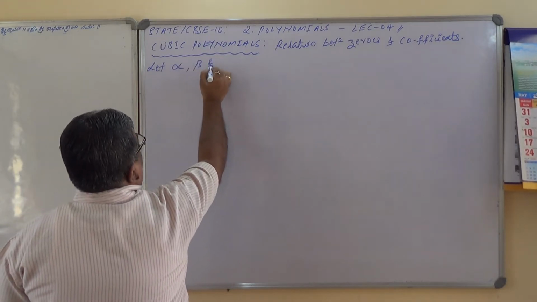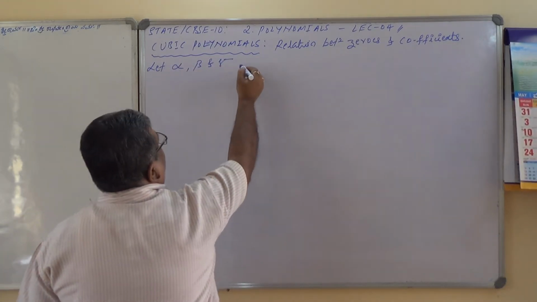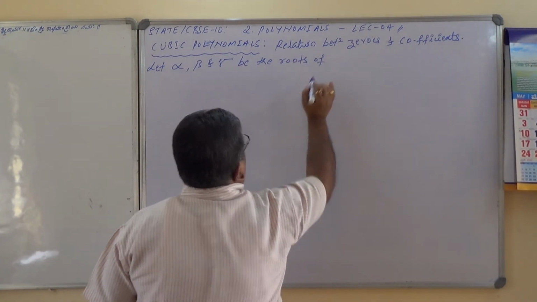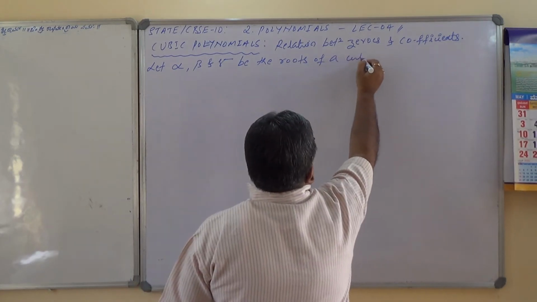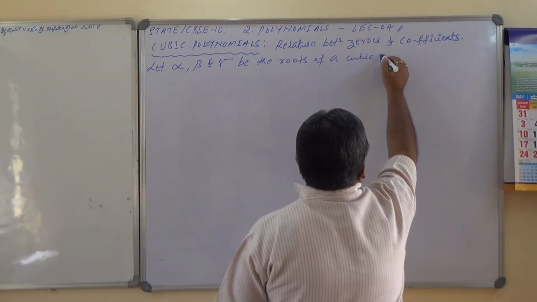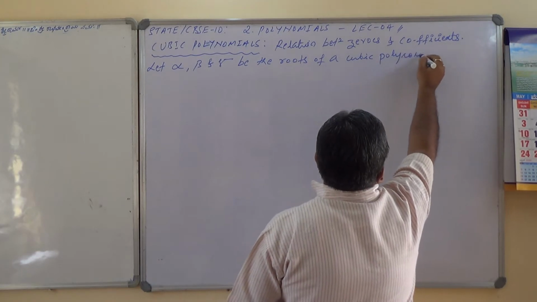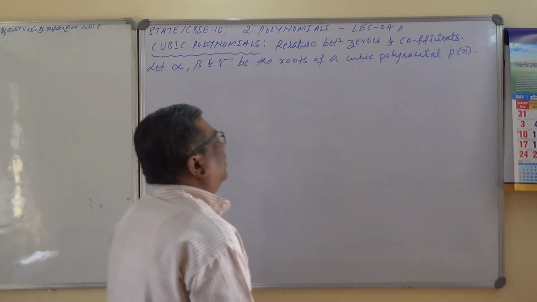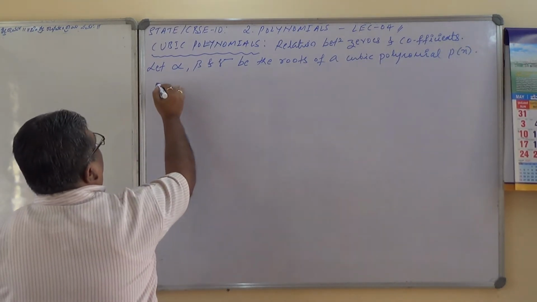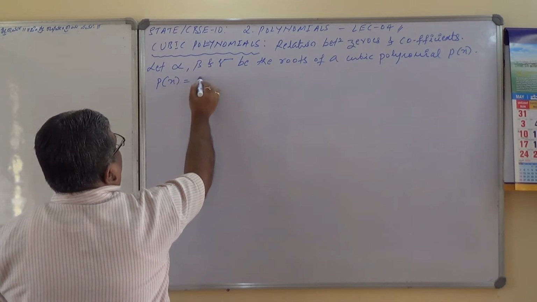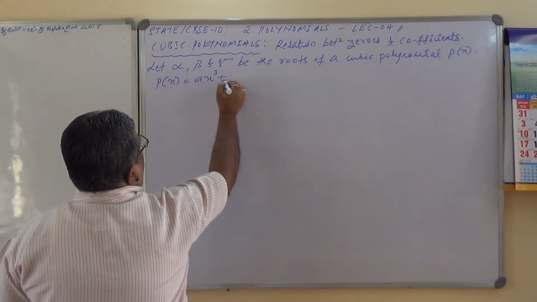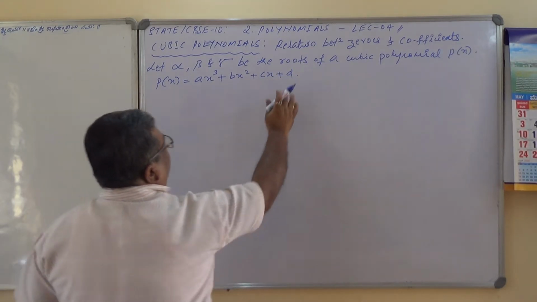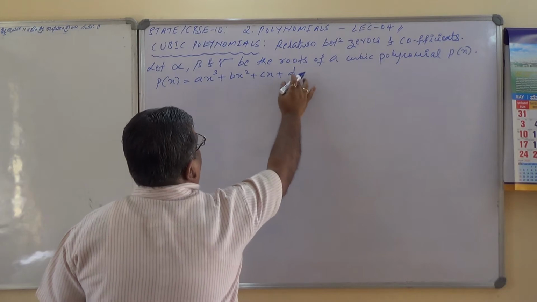Let alpha, beta and gamma be the roots of a cubic polynomial p of x, and therefore p of x equals ax cube plus bx square plus cx plus d, and alpha, beta, gamma are the zeros of this one.